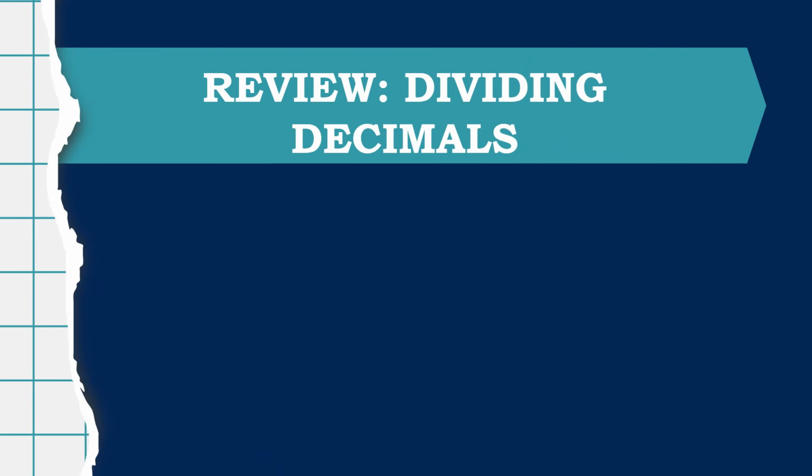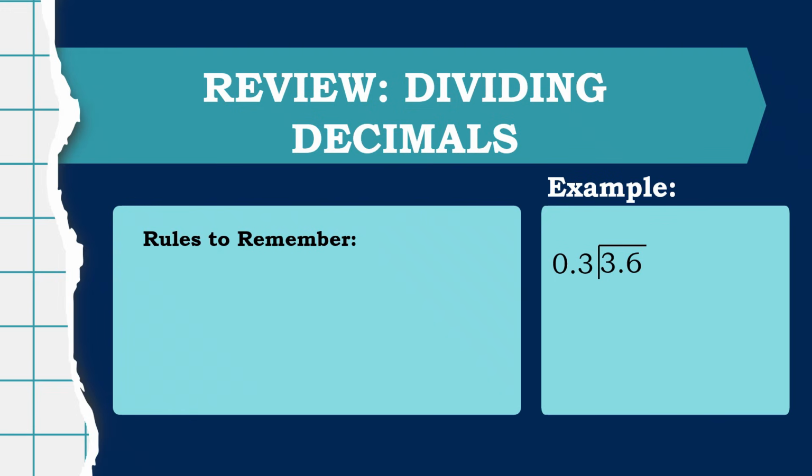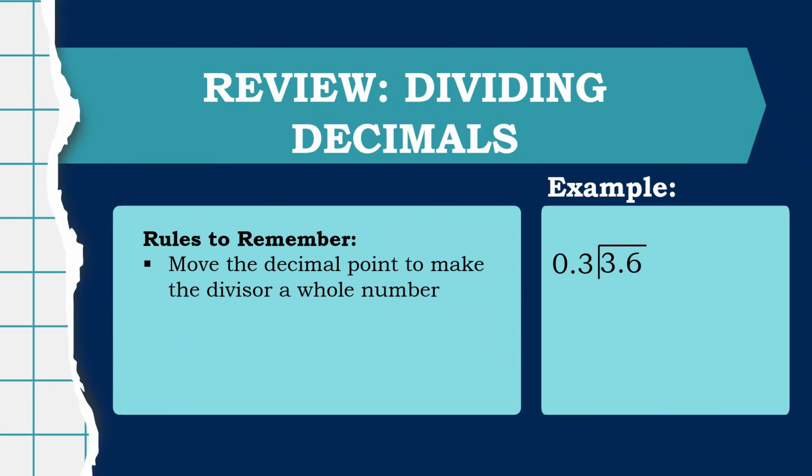Let's have a review first on how to divide decimals. For example, 3 and 6/10 divided by 3/10. So move the decimal point to make the divisor a whole number. In 3 and 6/10 and 3/10, which is our divisor? Alright, 3/10 is our divisor, the number outside of the division sign. So first, we're going to move the decimal point to make our divisor a whole number. So from 3/10 it becomes 3.